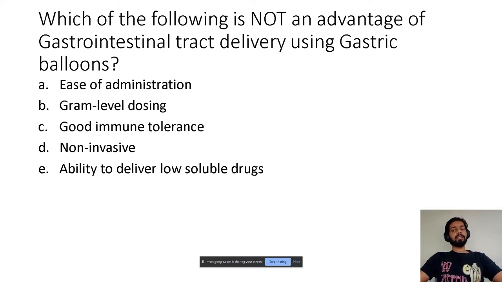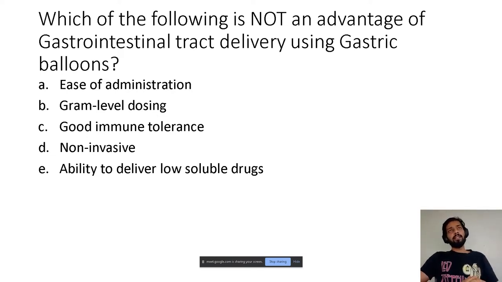Yeah. So let's go through the options. If ease of administration is existent in this gastric balloon, it would not be a disadvantage, right? If anything, it would be an advantage. So most probably not. Gram level dosing: if you go back to your lectures, we discussed this gram level dosing that's possible mostly through this route, right? So you can deliver high amounts of drug through this route. So that's again not a disadvantage. Good immune tolerance, we really don't know. If anything, if it exists, it's not a disadvantage.